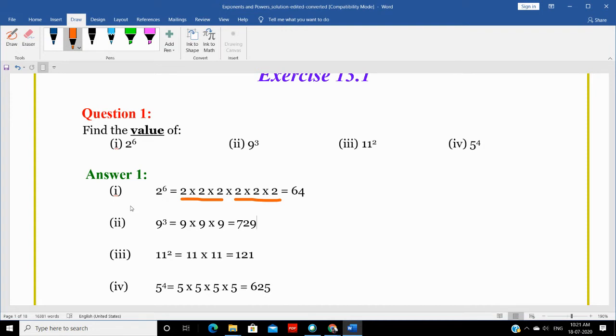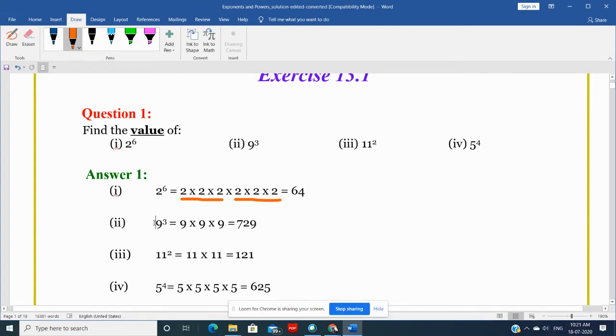All right. So here 9 cube, whenever there is 3 power, you read it as cube, means 9 3 times. So when you multiply 3 times 9, that is 9 9s are 81 and 81 9s are 729. All right, this is how it is. Third one is 11 square.